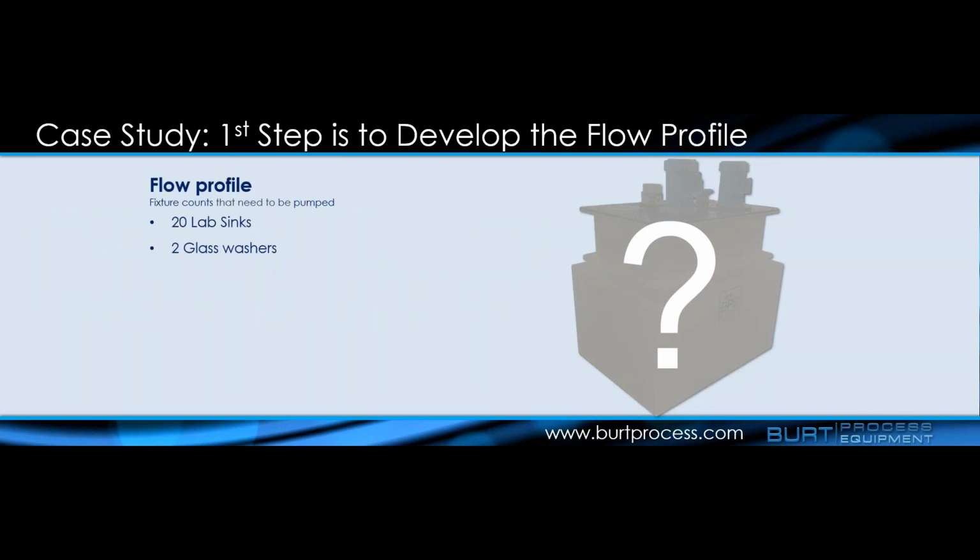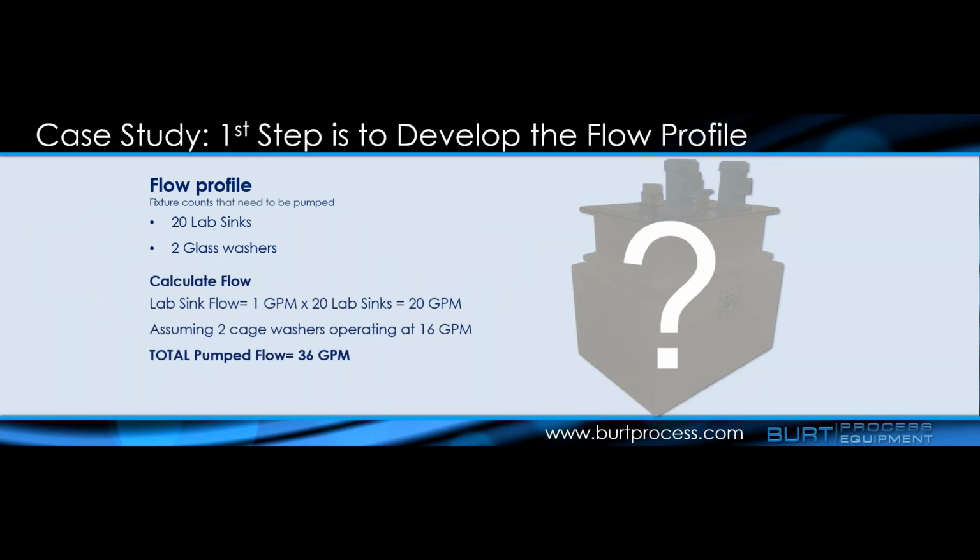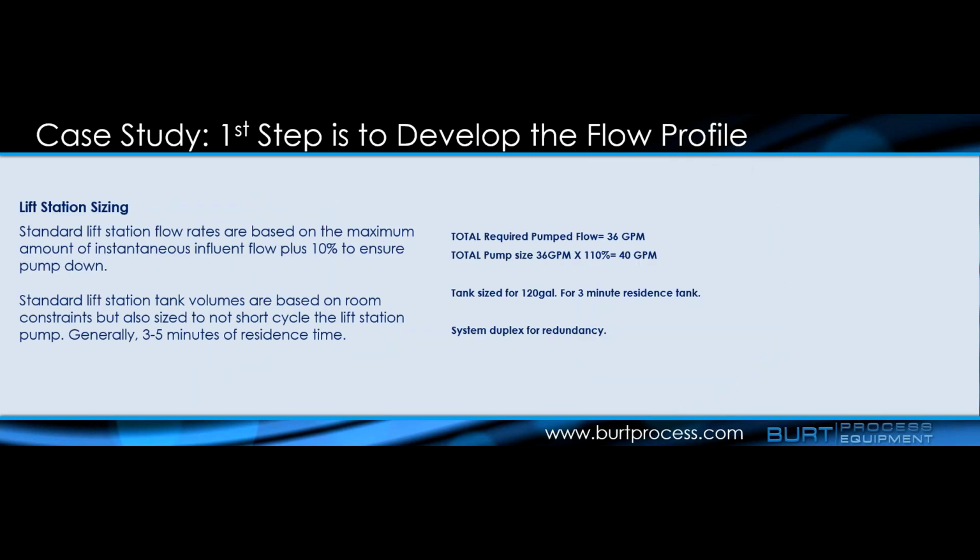So from a pump standpoint, we have 20 lab sinks and 2 glass washers. We calculate that as 1 GPM for 20 sinks is 20 GPM, 2 cage washers, 16 GPM, 36 GPM total. When you're talking about a lift station-based flow, you cannot take a diversity. That only applies when you're doing gravity-based flow. A pump system has to be sized for the maximum flow that could come to it.